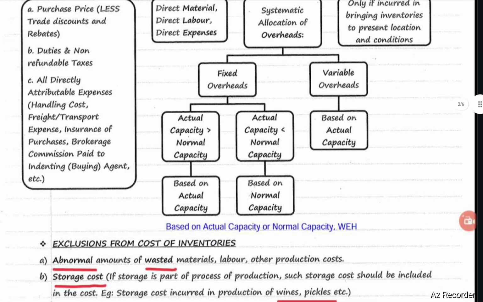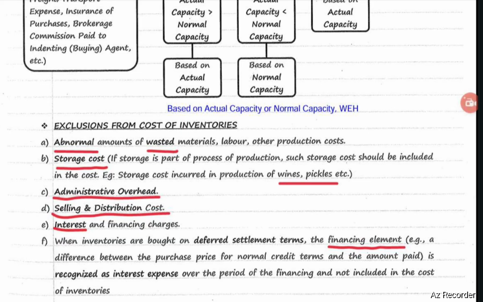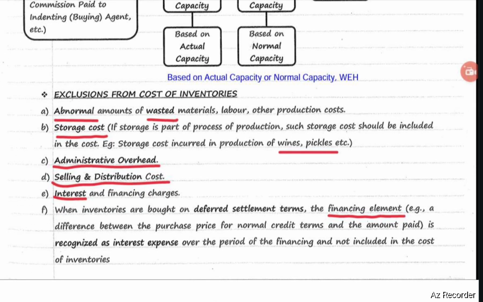Next, what are the costs which are excluded from cost of inventory? Abnormal waste. Abnormal waste will be excluded. Abnormal waste of materials, labor, other production cost. Second, storage cost will be excluded. However, if storage is part of the production process, such storage cost should be included in the cost. Example, storage cost incurred in production of wines and pickles will be included.